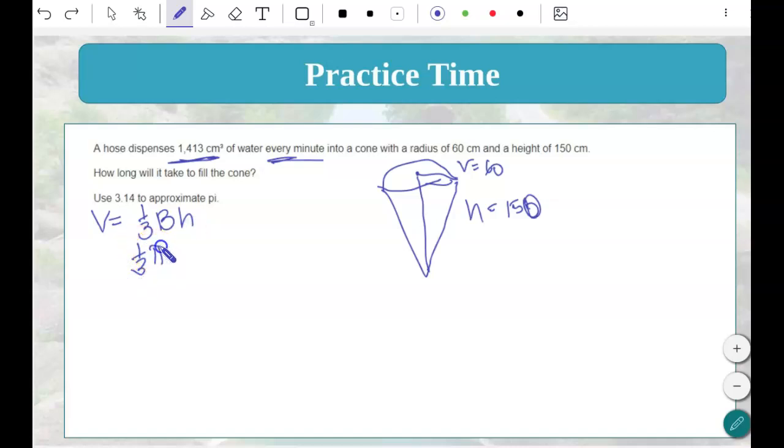And that base is a circle, so pi r squared. And it does say to use 3.14 for pi. Our radius is 60. We have to square it. And then our height is 150. All right, so let's start simplifying those numbers.